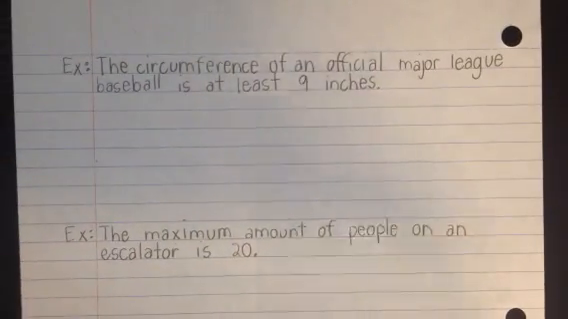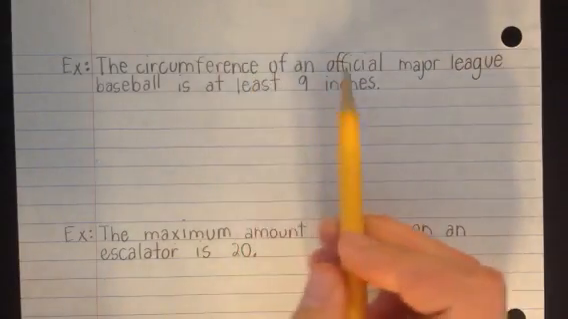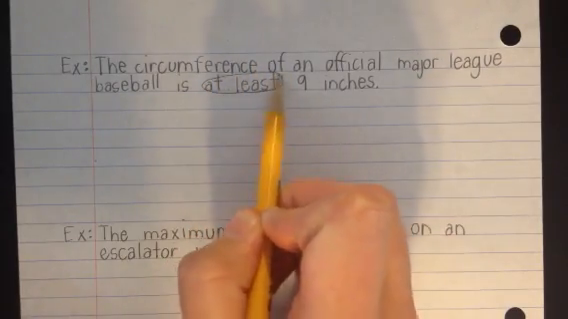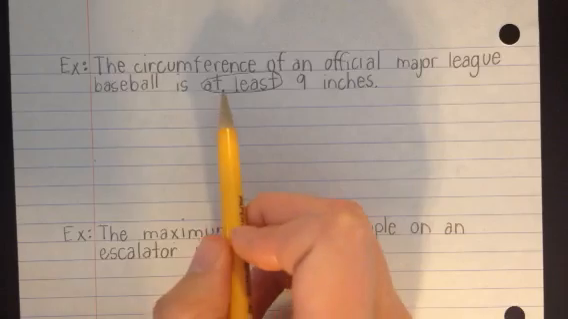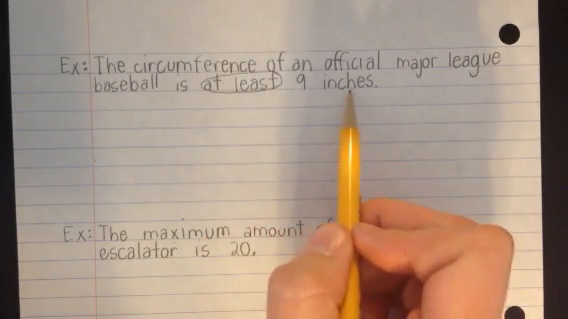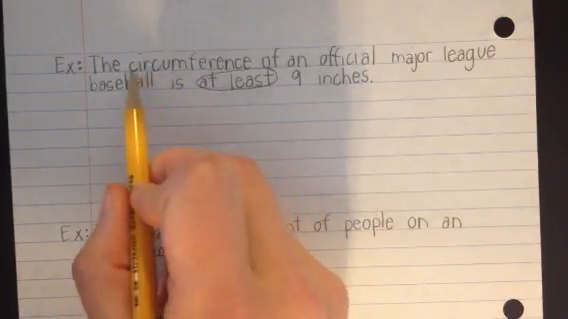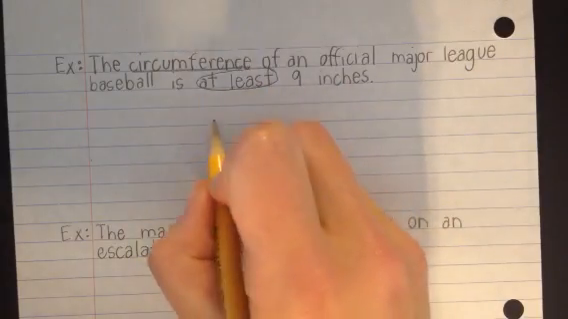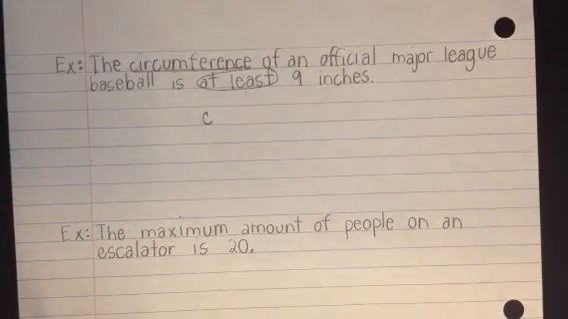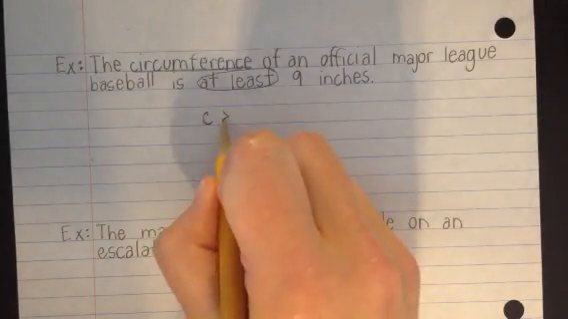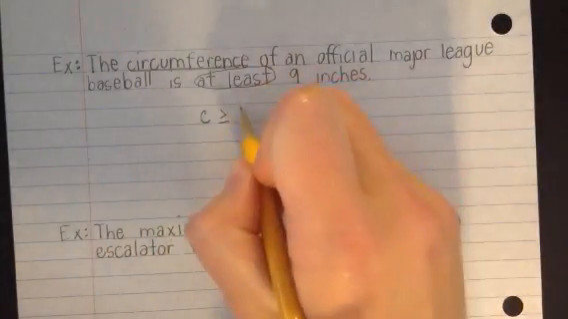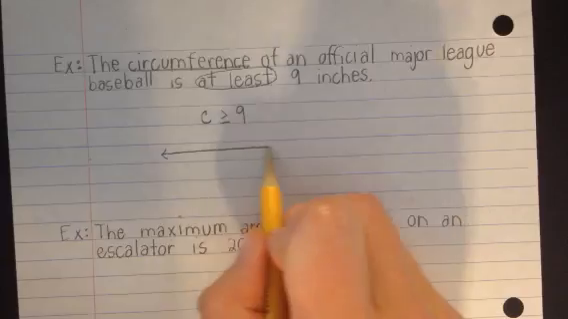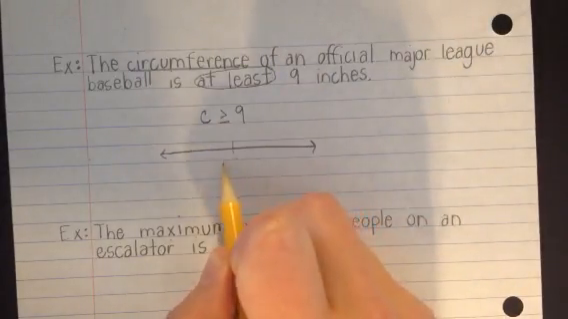So let's look at some word examples. The circumference of an official Major League Baseball is at least 9 inches. So at least means it has to be at least 9 inches. It could be more. So circumference is what we're talking about. Circumference has to be at least 9 inches. So I'm going to use C for circumference. Has to be at least. That means it's either greater than or equal to 9. That's my inequality.